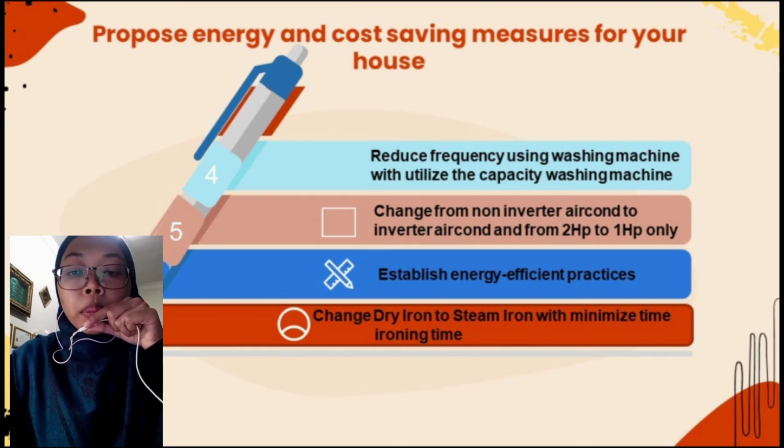in the house. And then we propose to use established energy efficient practices, such as changing the dry or normal iron into a steam iron. This is because by changing the iron we can reduce the consumption, because the steam iron basically uses water evaporating to produce the steam and hot surface, instead of the normal iron which uses 100% electricity to produce the hot surface to iron the materials.